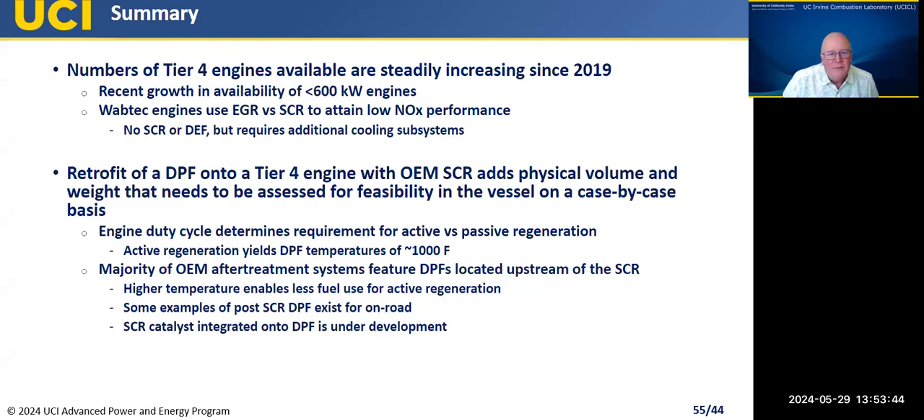Okay, so quickly summarizing, we've got Tier 4 engines available. Their numbers are increasing. There's recent growth in the sub 600 kilowatt engine, which I think bodes well. Retrofitting the DPF, well, if you've got the Tier 4 engine with the SCR, whether that DPF is going to work or not is basically a case-by-case evaluation of the vessel and the space.